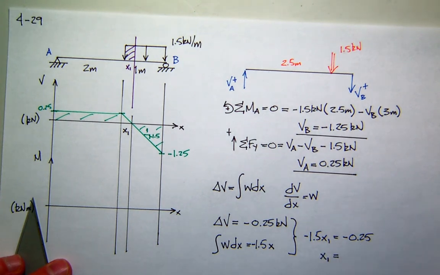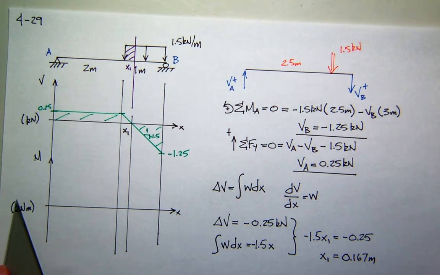What's 0.25 divided by 1.5? It's going to be pretty small. Okay, I didn't hear you. I'm sorry. 0.167. 0.167, and that'll be meters. Okay?